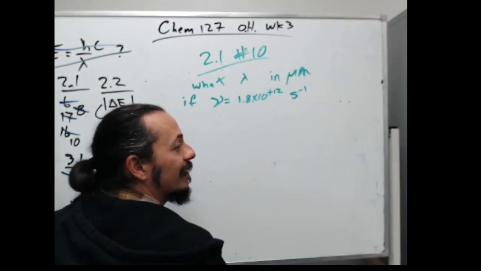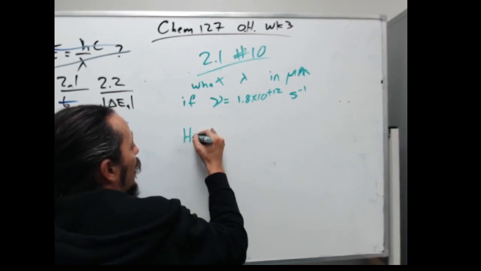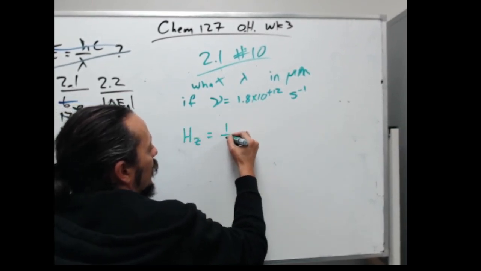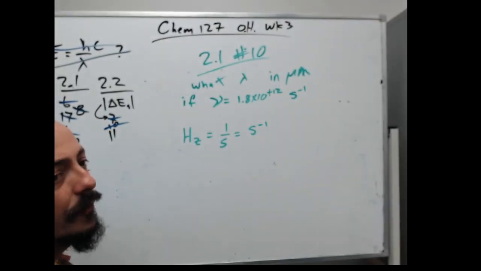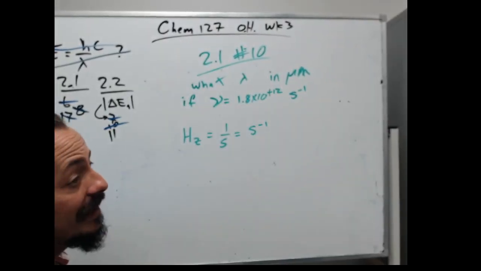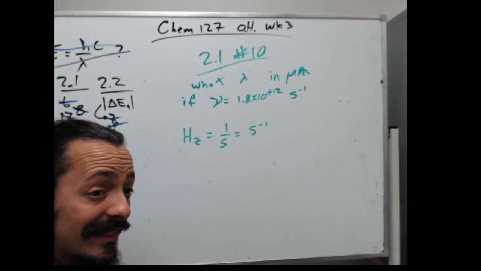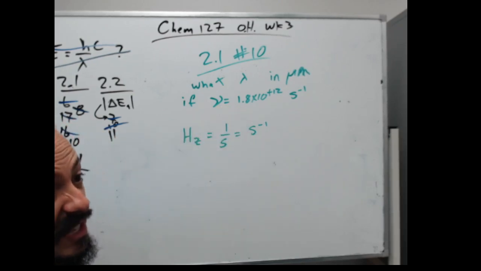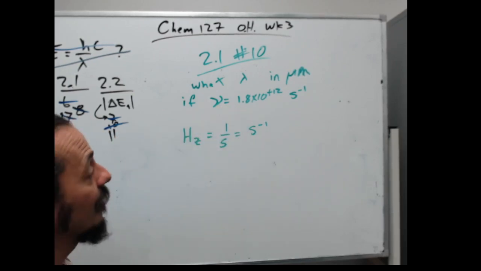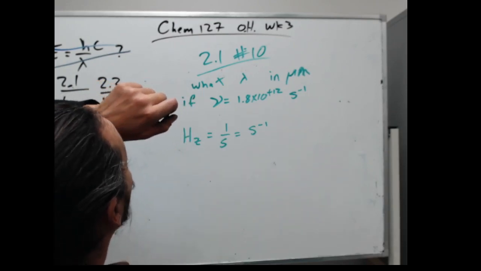S minus 1? That's a fancy way of saying hertz, so there's kind of 3 different things we use. Hertz is equal to 1 over seconds, which is equal to s to the minus 1. That's a standard unit for frequency, because a frequency is like how often does it happen? Does it happen every second? Twice a second? 3 times a second? This is happening 1.8 trillion times a second. Pretty fast. So we're looking at something that is in frequency of hertz.